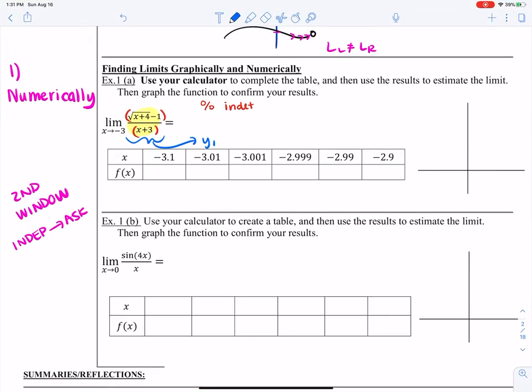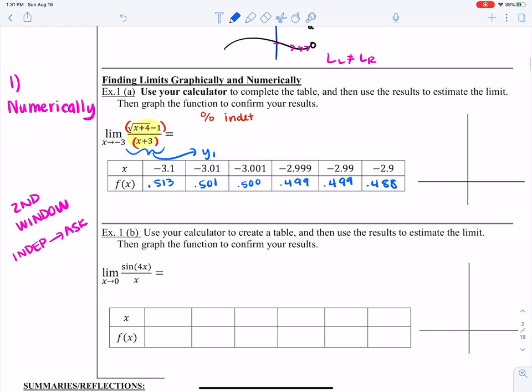So going back to my notes and filling these in, I've got 0.513, 0.501, 0.500, 0.499, 0.499, and 0.488. And just to kind of sketch the graph over here, at -3, there was a hole in the graph. And I could actually tell, even though -3 is right here, I can see that as I get closer and closer to -3 from both sides, the y value appears to be 1/2.